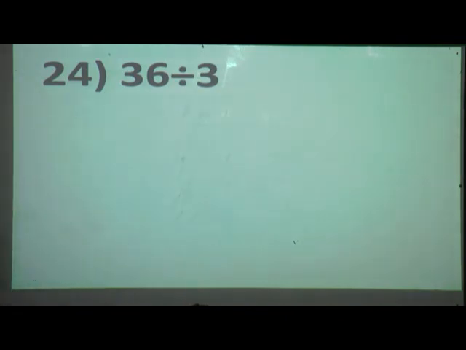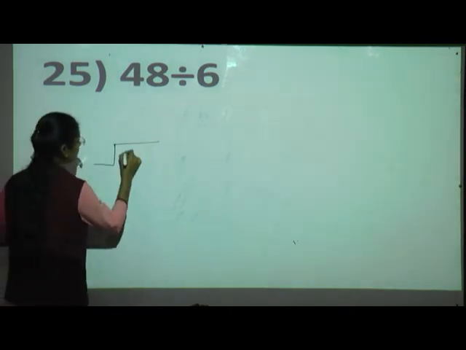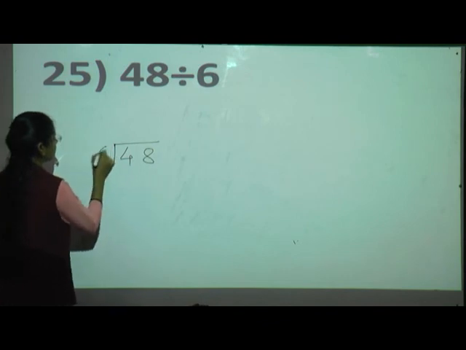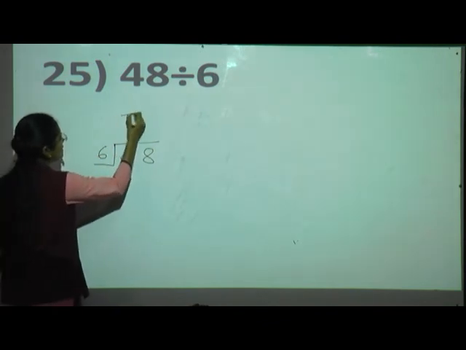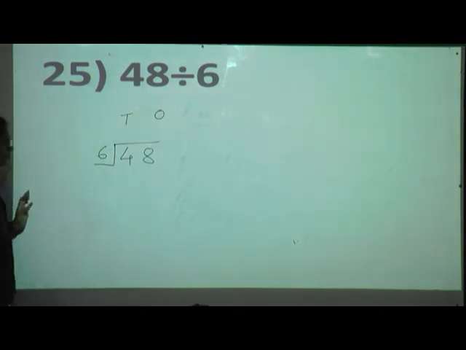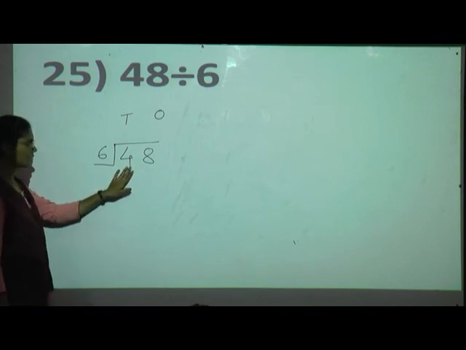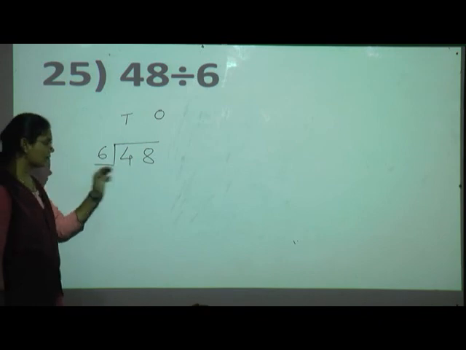And the last example is 48 divided by 6. Write their places. This is tens place, this is ones place. Now see, at tens place which number you can see? 4. Okay, now this example you have to solve very carefully. Why? Because this is a little bit different.